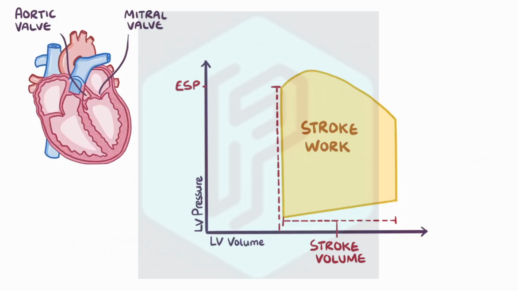Okay, so now we know what a normal pressure volume loop looks like, but let's go ahead and change some stuff up and see what it looks like now.